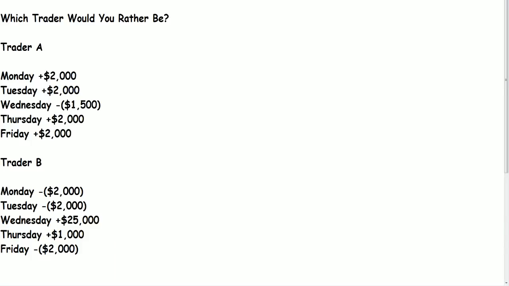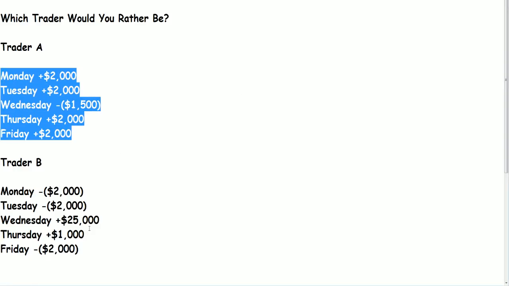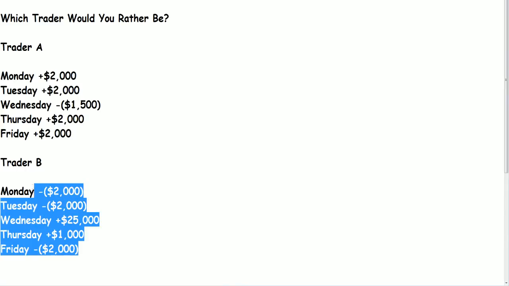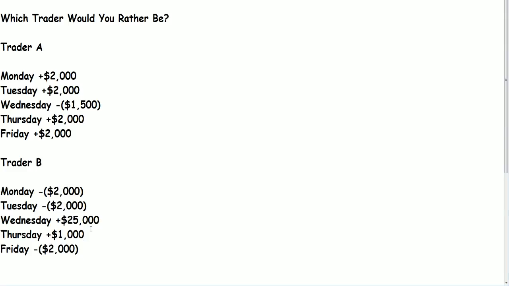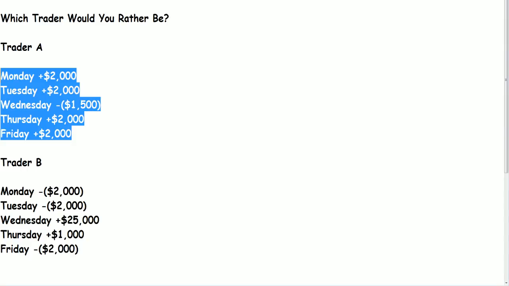Okay. So I asked you, which trader would you rather be? Would you rather be trader A, who has weeks that look like this, pretty or more often than not? Or would you rather be trader B? Now, obviously, you look at trader A, and you could add these up and say, well, trader A made 6,500 that week. Pretty good week, generally speaking, for the majority of traders. And then you look at trader B, who had a better week, who actually made $20,000. Made 25,000 here, 1,000 here, that's 26,000, and then lost 2,000 on 3 days. So 26,000 minus 6,000 is 20,000. Trader B made $20,000 and Trader A made $6,500.